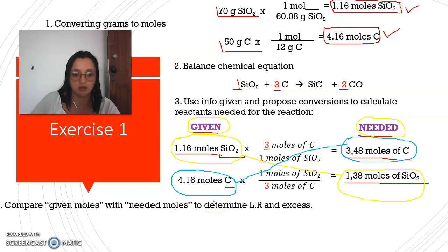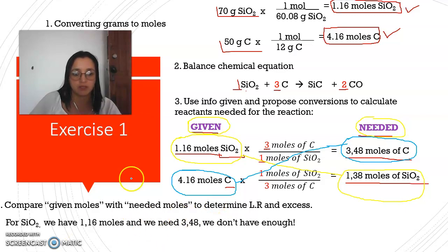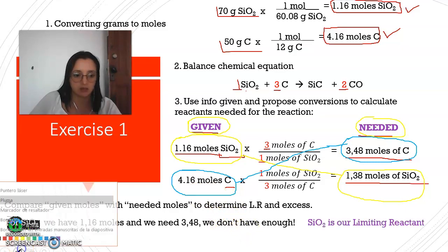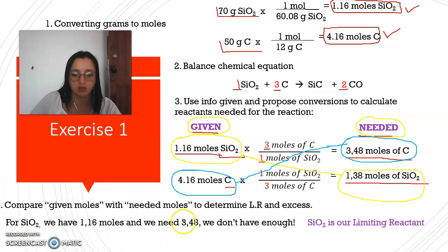Do I have enough? But I don't. So, for example, for silicon dioxide, we have 1.16 as we saw, and we need 3.48, which means we don't have enough. We have less than needed. So, it is our limiting reactant. Sorry, there's a little mistake in here. It shouldn't be 3, it should be, oh yeah, that's right. 1.16, and we need 1.38. That's a little mistake in this slide. Okay, we have 1.16, we need 1.38. We don't have enough.